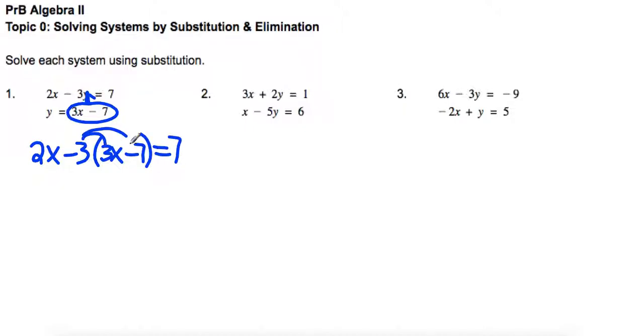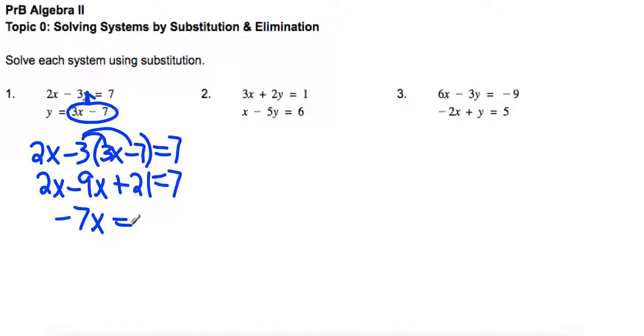We're going to distribute. We get 2x minus 9x plus 21 equals 7. When I combine my like terms, I get negative 7x. I'm going to go ahead and subtract 21 from both sides, get negative 14, and divide both sides by negative 7 to get x equals 2.